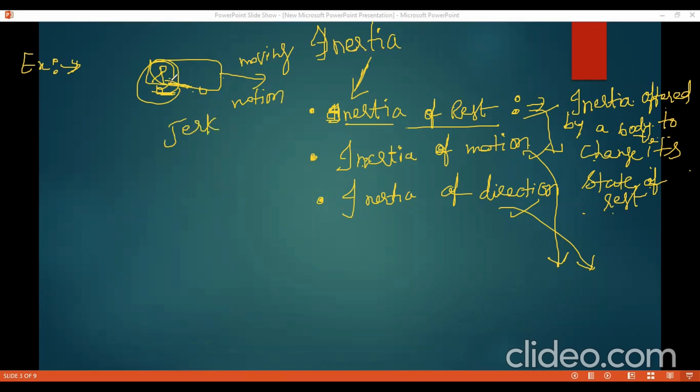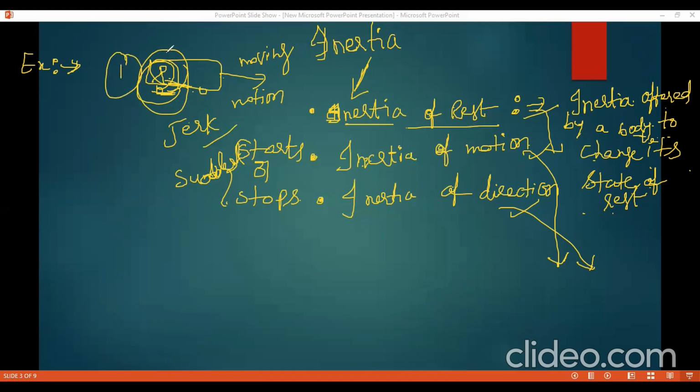Jerk means he suddenly shakes, something like that. Suddenly either starts or stops also, not only starts, stops also. When these two things suddenly happen, then the passenger gets a jerk. Okay. Got it? So this is one of the examples for this.